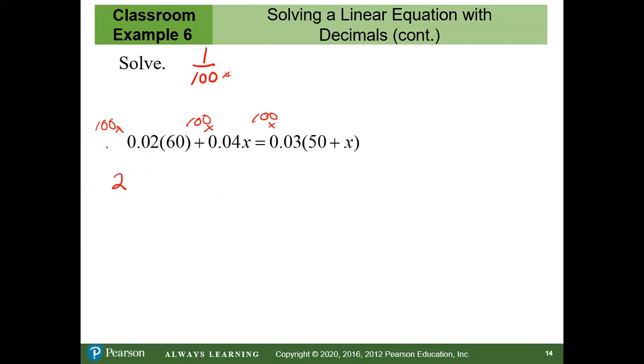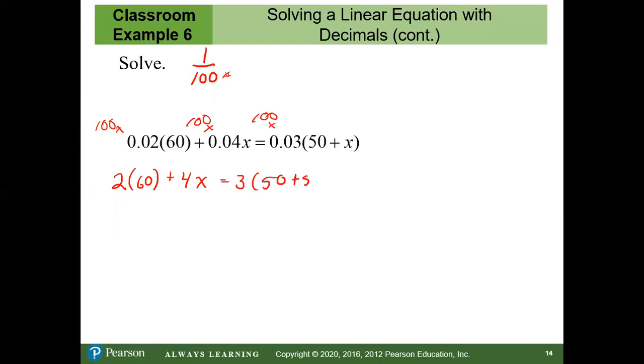So this will be 2, because 100 times 0.02 is just 2, times 60, coming along for the ride. 100 times 0.04 is just 4, and then the x is coming along for the ride. And then 0.03 times 100 is 3, times the rest of this coming along for the ride.